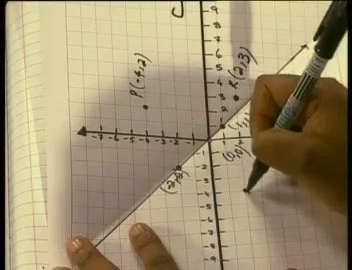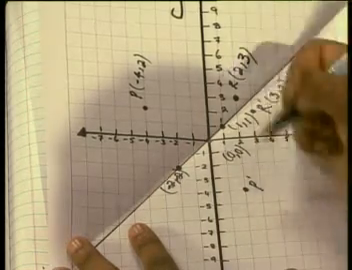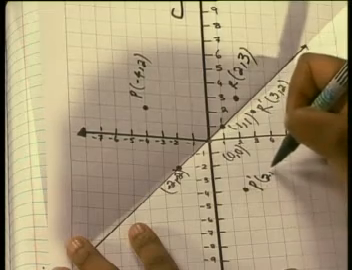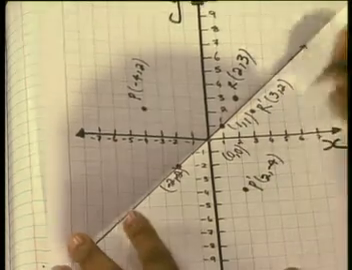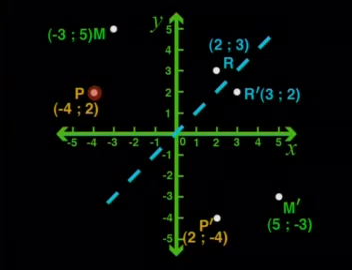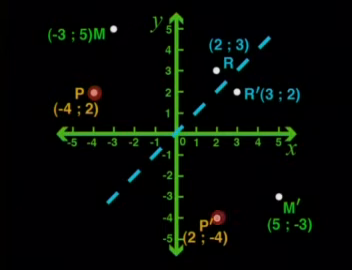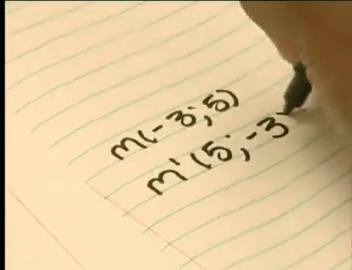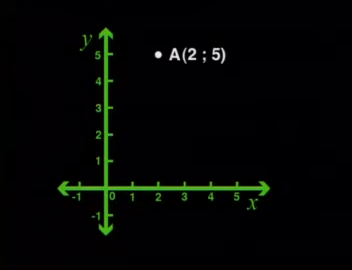If you remember, in the last lesson, we looked at points on the Cartesian plane and their reflections about the line y equals x. We found that when you reflect any point about the line y equals x, then the x value of the reflected point is the same as the original y value, and the new y value is the same as the original x value. We are going to use these reflections again.